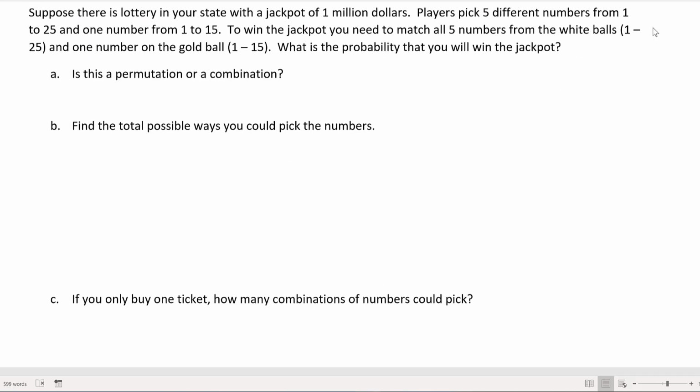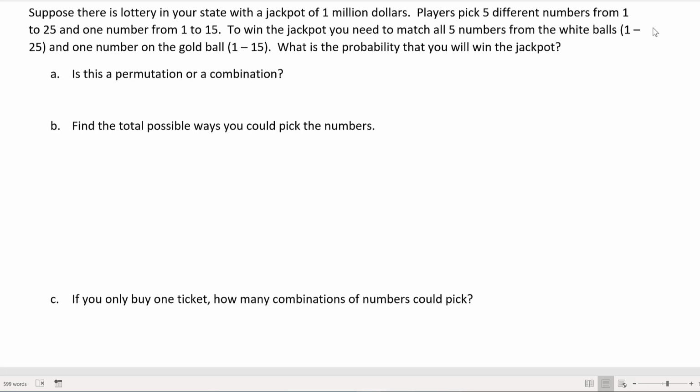Suppose there is a lottery in your state with a jackpot of $1 million. Players pick 5 different numbers from 1 to 25 and 1 number from 1 to 15. To win the jackpot, you need to match all 5 numbers of the white balls, 1 through 25, and 1 number on the gold ball, 1 through 15. What is the probability that you will win the jackpot?